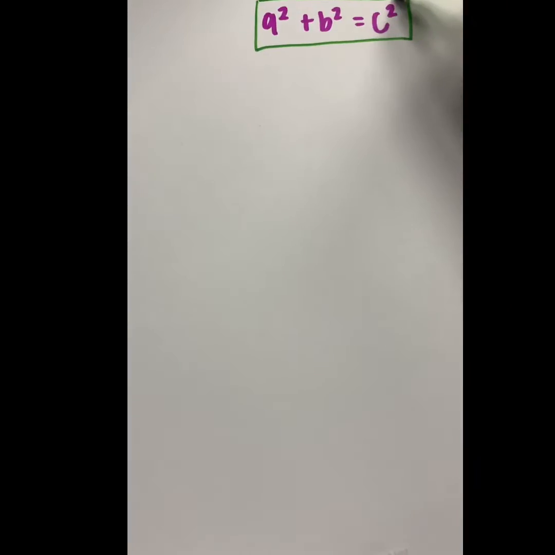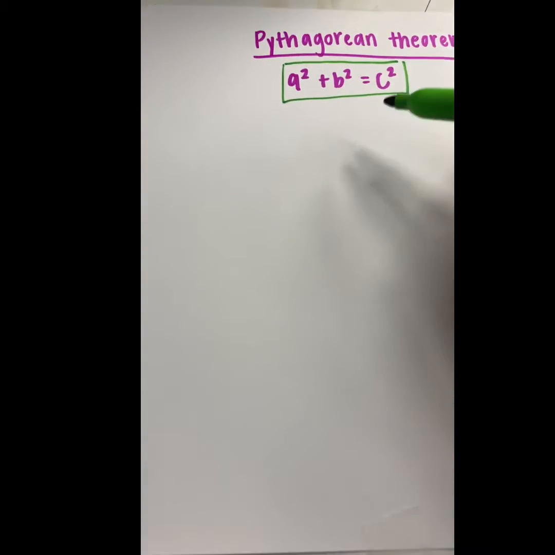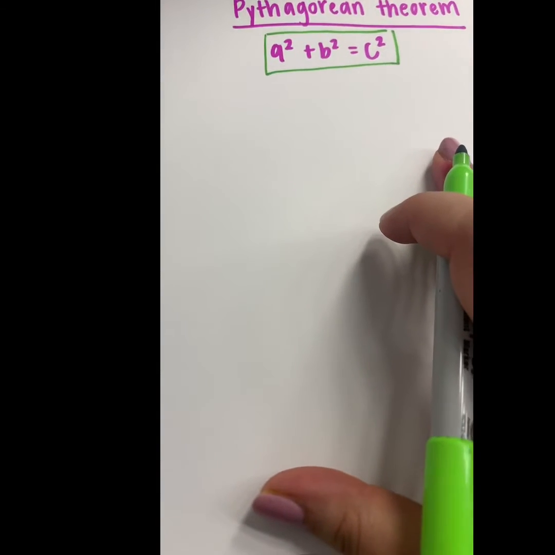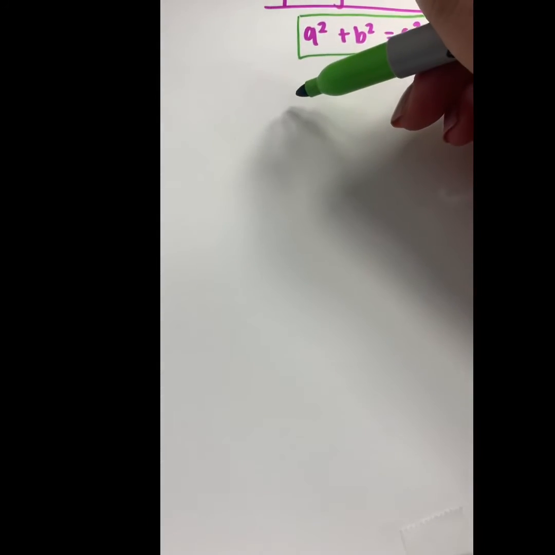Hello, so our first lesson we're going to be working on this week is the Pythagorean theorem. So we have a squared plus b squared equals c squared. This is the formula that we are going to use, and remember this is a review, so you should have seen this before. Okay, so first we're going to talk about right triangles.